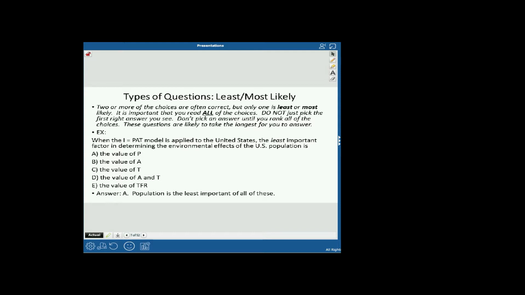So this one says when the I equals PAT model is applied to the United States, the least important factor in determining the environmental effects of U.S. population is, now obviously all of these are important, right? Because they're in the equation. Well, not the T, but so you have to say, okay, what is the most important? And it's A, the population is the most important of all of these.